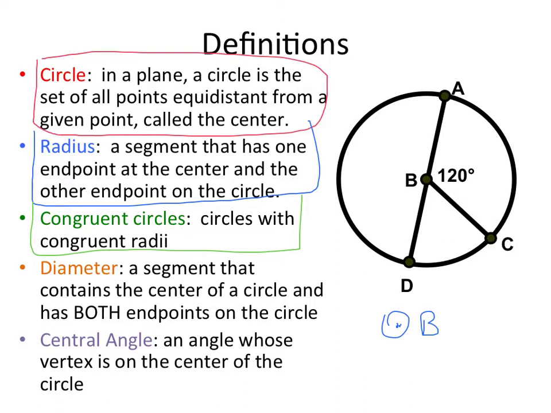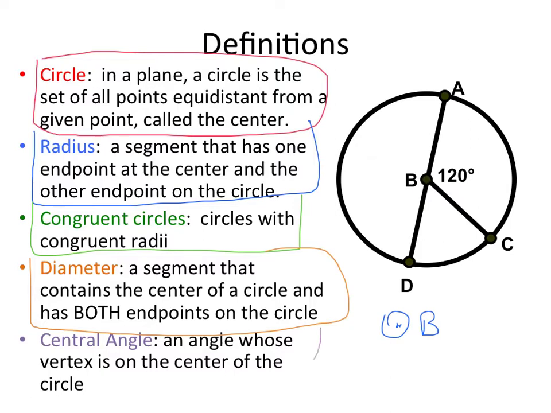Next one. Oh, we'll do some orange here. Diameter. A diameter is a segment that contains the center of a circle and has both endpoints on the circle. So if we are looking at a diameter in this diagram, segment AD is the diameter of circle B.